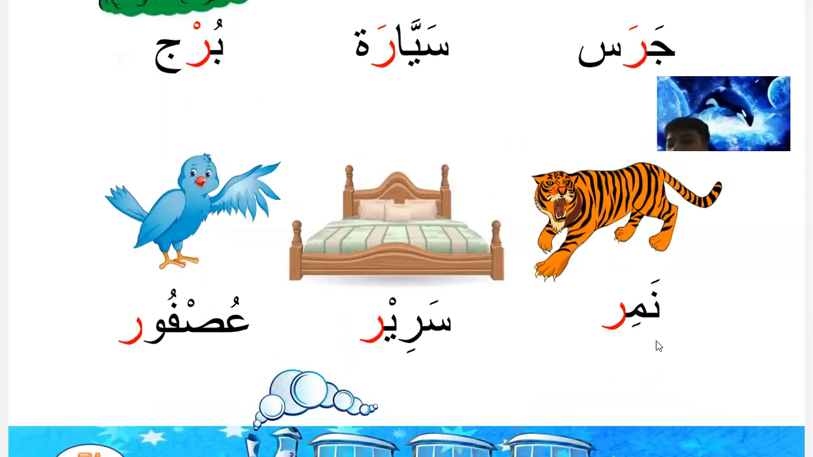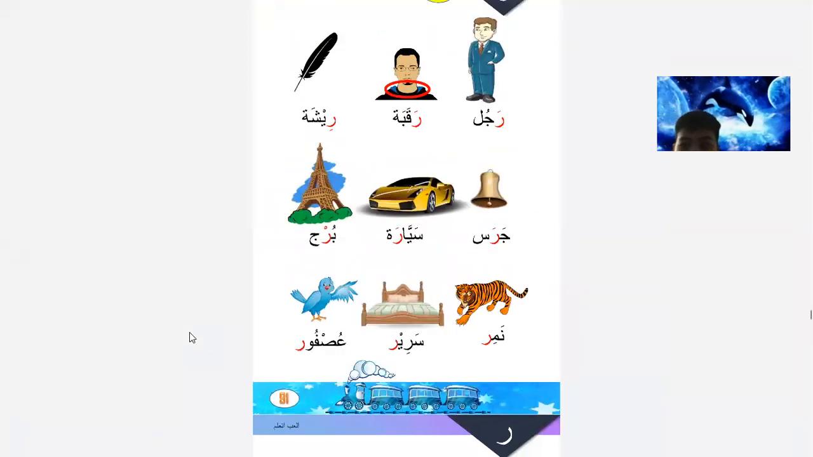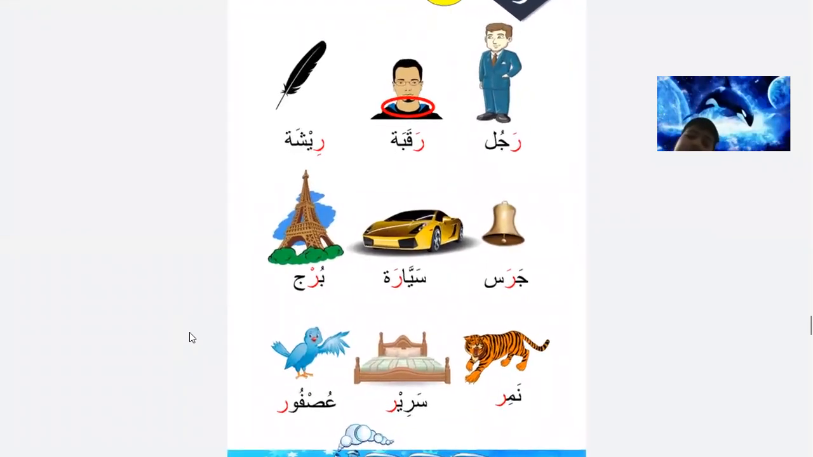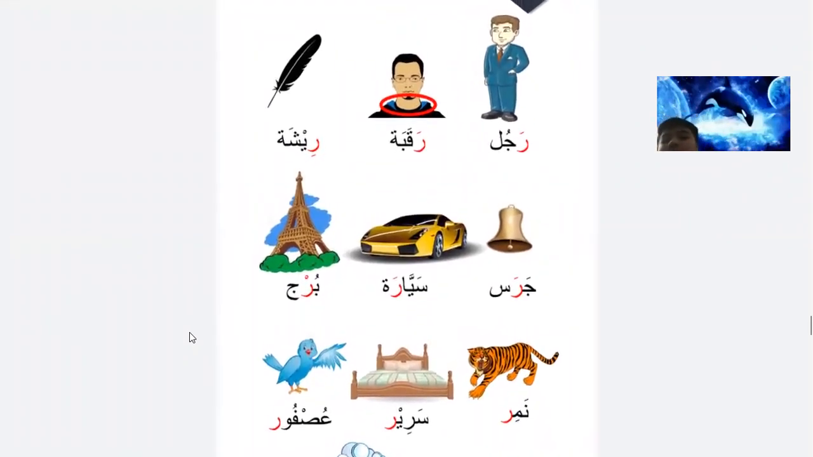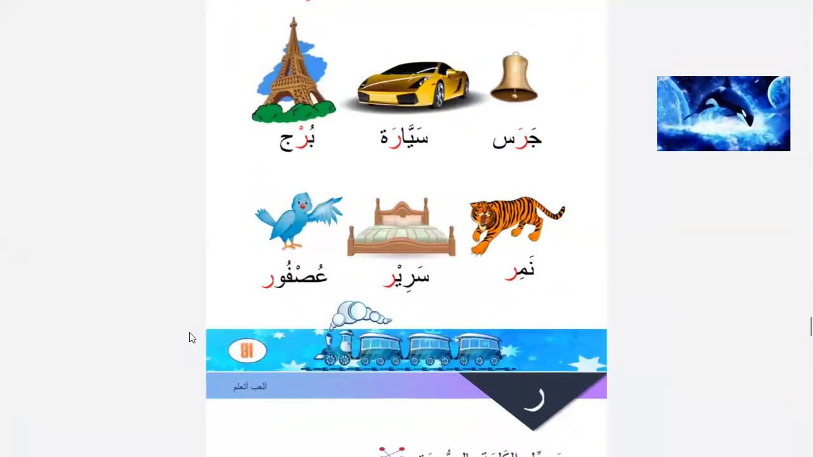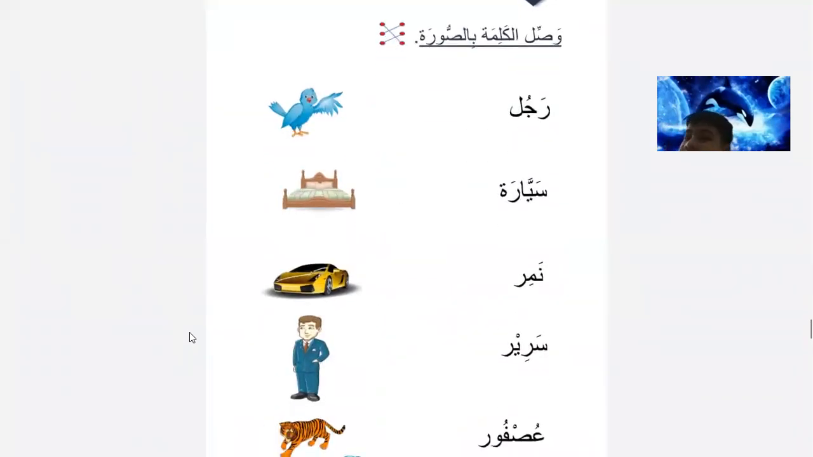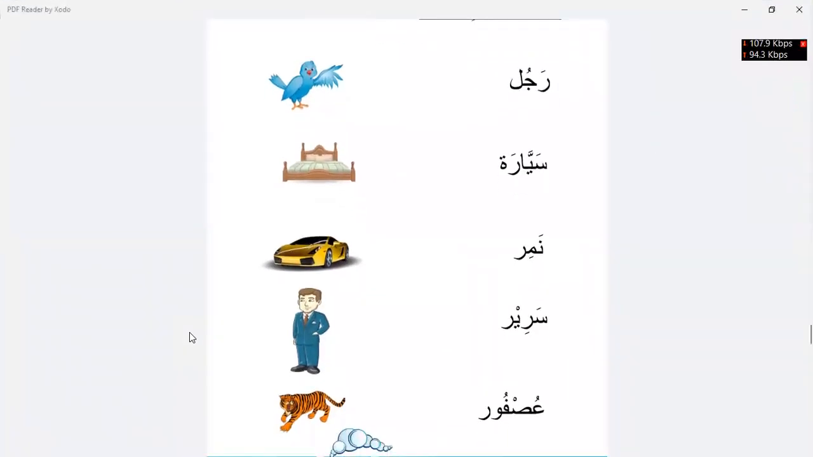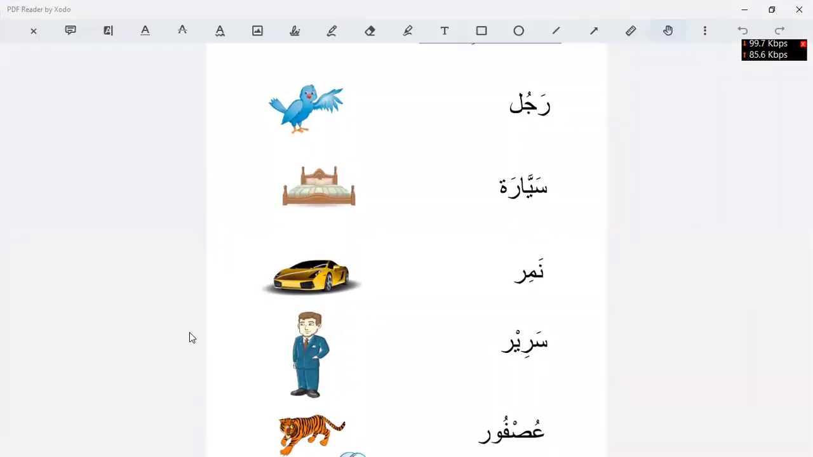Namir, a tiger. Good. Then sarir, bed. Good. Usfur, bird. Could you zoom out a little bit so I can see all of it? Usfur means sparrow. Sparrow? Yes. Oh, it's a sparrow. Okay, thank you. Sparrow. Wasil al-kalima bisura. Join the word with the picture. And the sparrow is usfur. Good. Usfur.